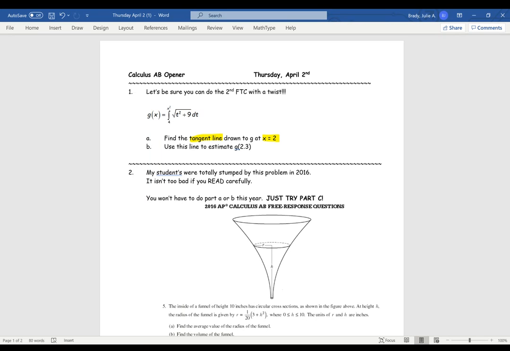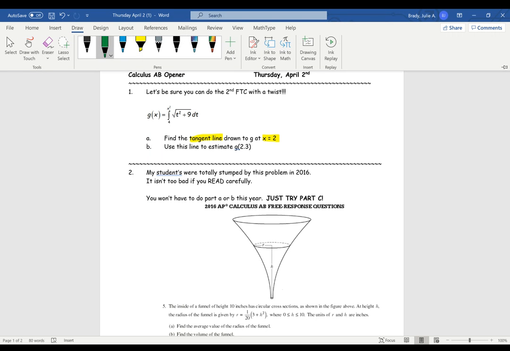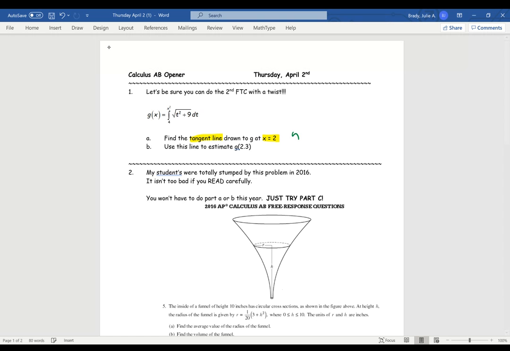Okay, so we need to find y minus something equals something times x minus 2. So let's find this one first. We need to find the output at 2. So g of 2 is the integral from 4 to 4, and we're not accumulating anything because the lower bound matches the upper bound, so we know this is 0. Bam. But now we've got to do g prime of 2.